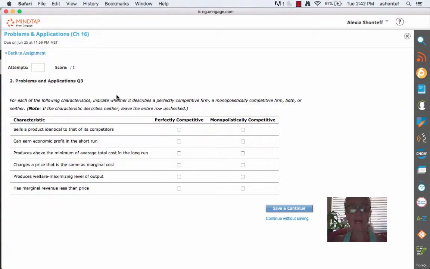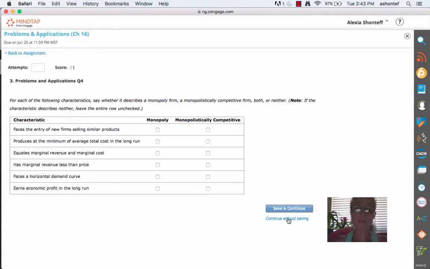So remember, again, a downward sloping demand curve is the only time that you'll have demand and marginal revenue curve being different, which is the same as saying you have a marginal revenue curve that's less than price. So I think you should be able to answer that. And we'll continue on.